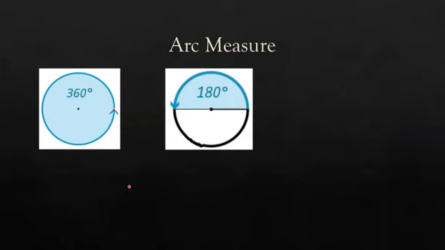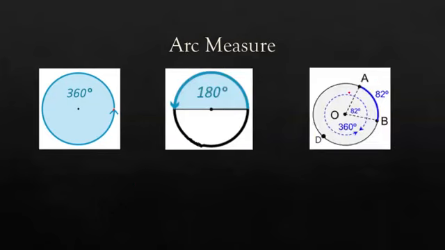Let's look at how we could measure any arc. Arc AB is 82 degrees. It actually matches what this central angle is showing. This central angle is also 82 degrees. It's almost a right angle, but not quite. So we can find the arc measure by measuring the central angle. That is the angle with its vertex on the center, and its sides pass through the endpoints of this arc.